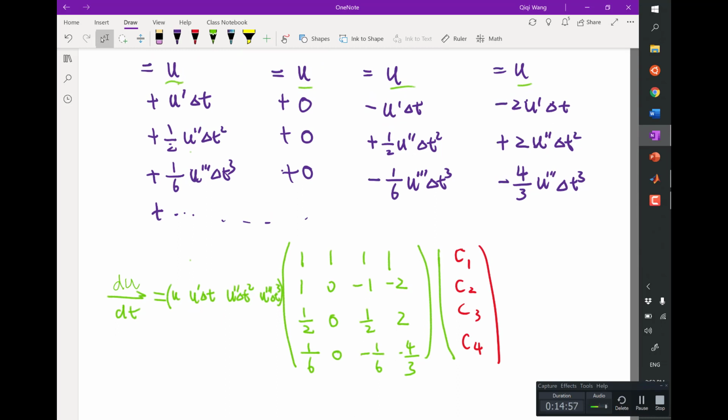This is a really nice and useful way of writing down the linear combination of the Taylor series. Every different derivative corresponds to each row of the matrix, and every different unknown coefficient corresponds to a column of the matrix. It allows me to really match the terms and solve for the coefficients.